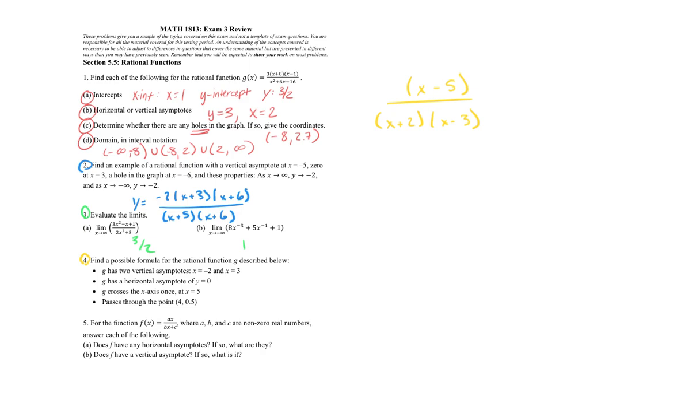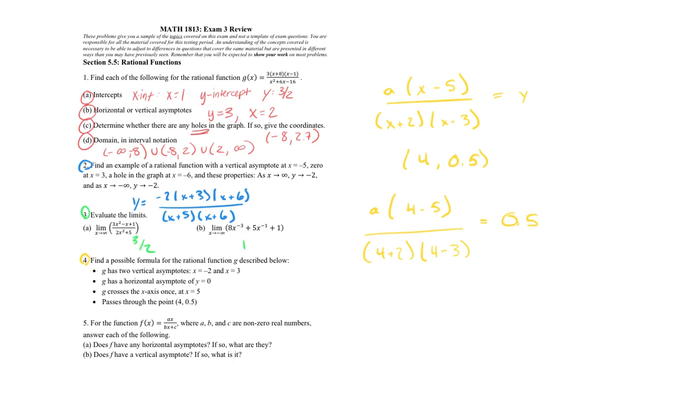So lastly, we have to pass through this point here. This is probably the trickiest one. What we did to get this negative 2 here is that there's going to be some number out in front. We're going to say this equals y. And we have this point that x equals 4, y equals 0.5. So we can just go ahead and plug stuff in. We'll have a times 4 minus 5 over 4 plus 2 times 4 minus 3 equals 0.5.